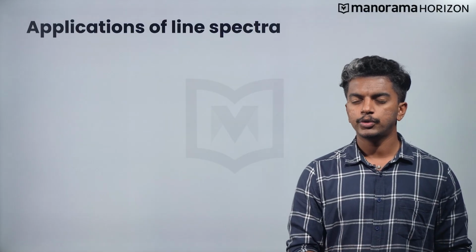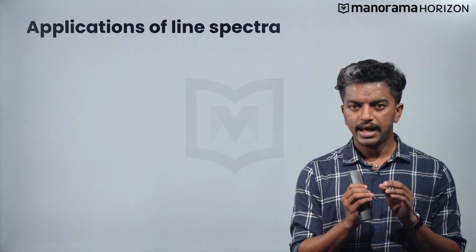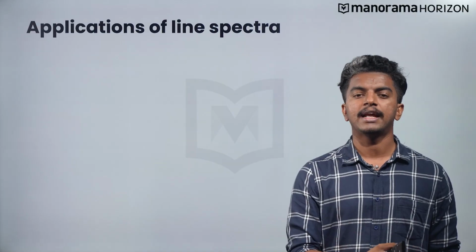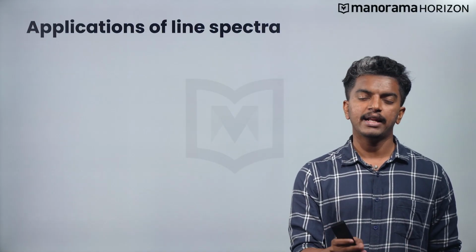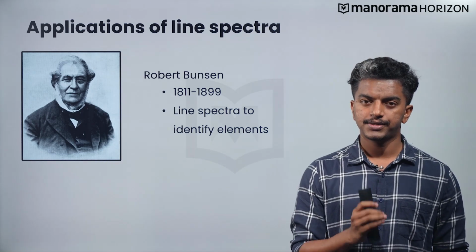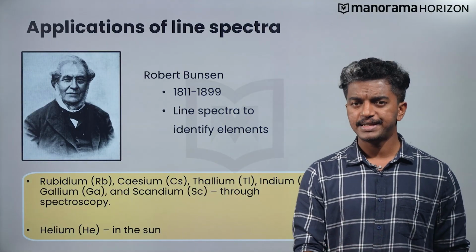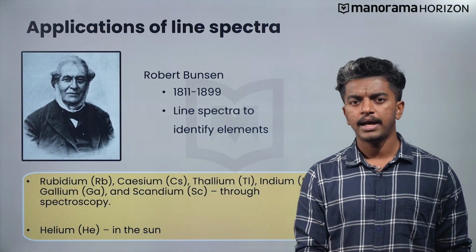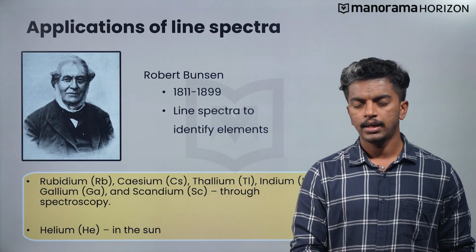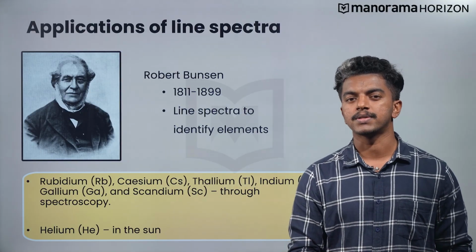We will limit our discussion to the determination of electronic structure of samples. To identify an unknown sample, the lines in the emission spectra of the unknown sample are matched with the lines of emission spectra of the atoms of known elements. This way, we can identify the unknown sample. German chemist Robert Bunsen was one of the first scientists to use line spectra to identify elements. Elements like rubidium, cesium, thallium, indium, gallium and scandium were discovered when minerals were analyzed by spectroscopic methods. The element helium was discovered in the sun, also by using spectroscopic methods.